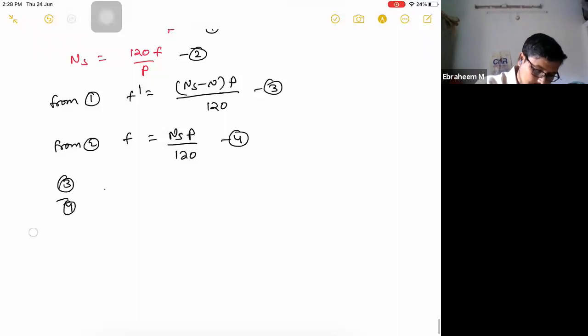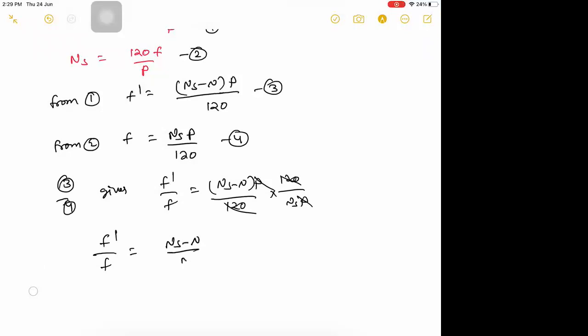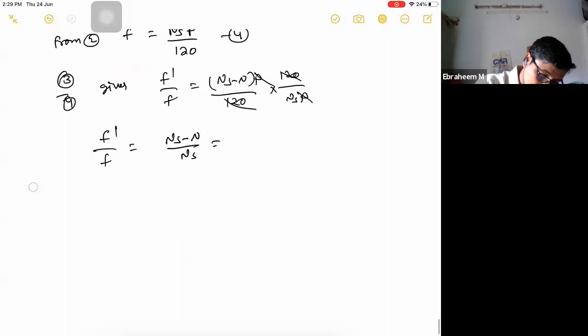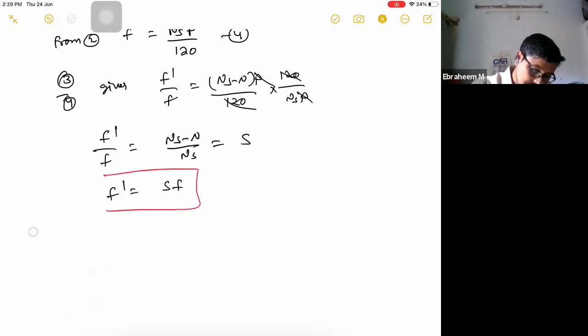3 divided by 4 gives f dash by f is equal to (Ns minus N) into p by 120 into 120 by Ns into p. So p gets cancelled, 120 and 120 cancel. So f dash by f is equal to (Ns minus N) by Ns, which is nothing but slip. So f dash is equal to s into f. This is the relation we can obtain between the stator frequency and the rotor frequency.